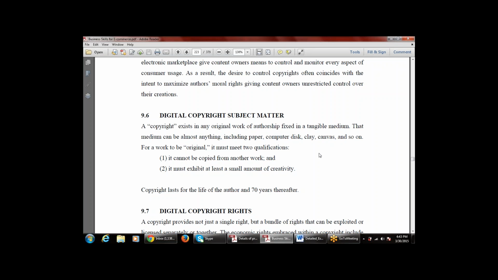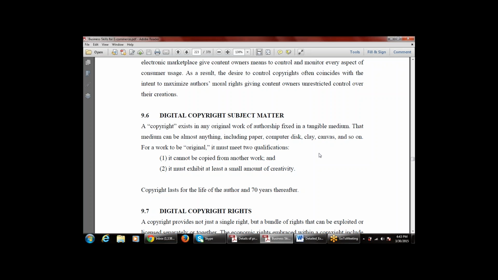That may include paper. For example, the author has written something on paper; that is also a document to which copyright is applicable. A computer disk is also applicable for copyright. Clay too. So whatever medium we can touch, where ownership can be established, we can apply copyright to it. That is, digital copyright is applicable to it.